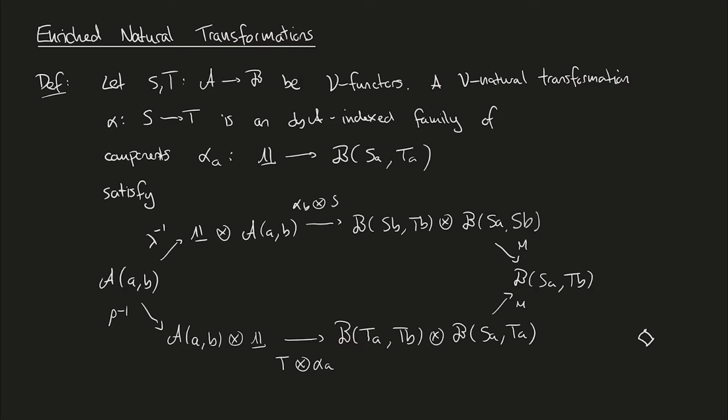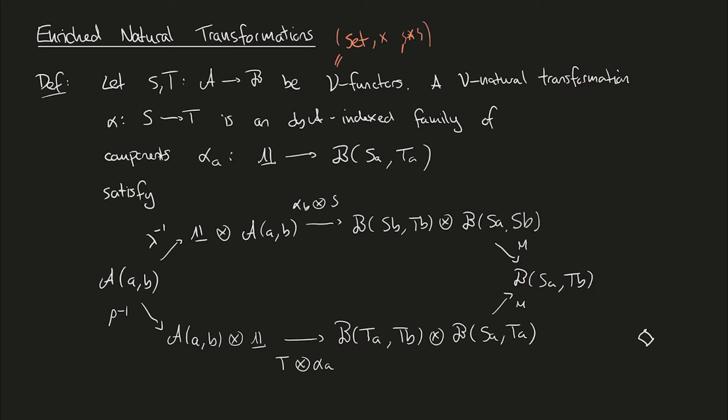Now, at first glance, this commutative diagram looks nothing like the usual naturality condition that we're used to, and the task is now to explain how this more complicated diagram actually reduces to the usual naturality condition in the case where we're enriching over Set. For the following discussion, let's assume that V is actually Set with a Cartesian product and the singleton set as a monoidal unit.